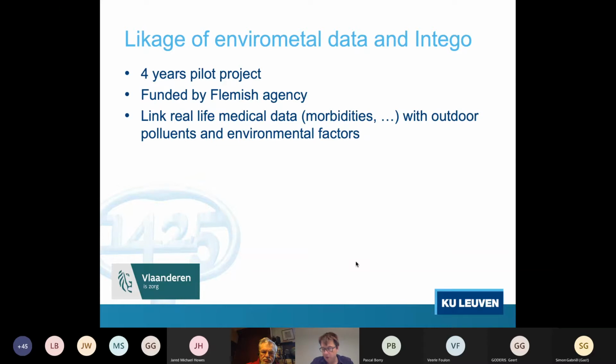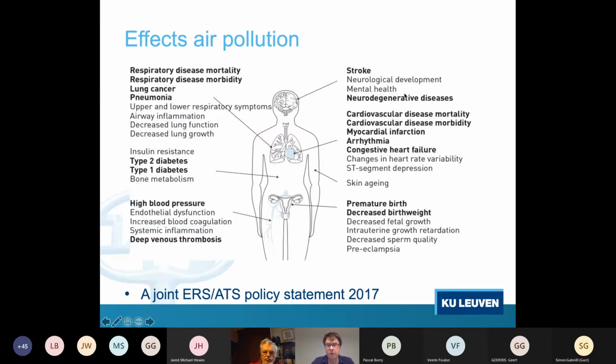I will show in detail what we're doing, but it's important to see it in a bigger picture. So what did we try? We tried to link environmental data with health data. It was a project funded by the Flemish agency, and the main goal is to link real life data, for instance morbidities, with outdoor pollutants and other environmental factors. Why would we try to do that? What's the relevance of that?